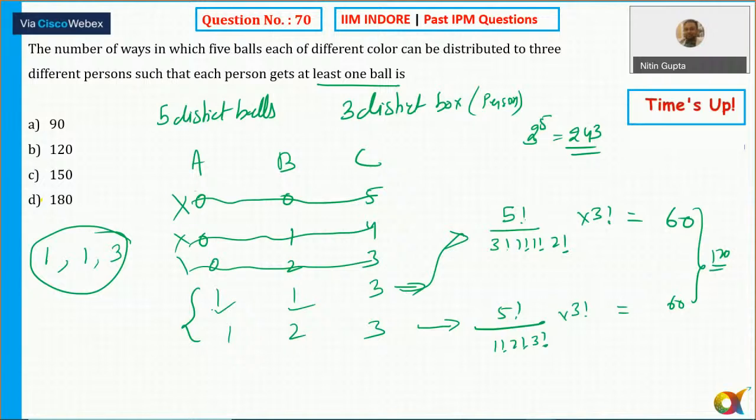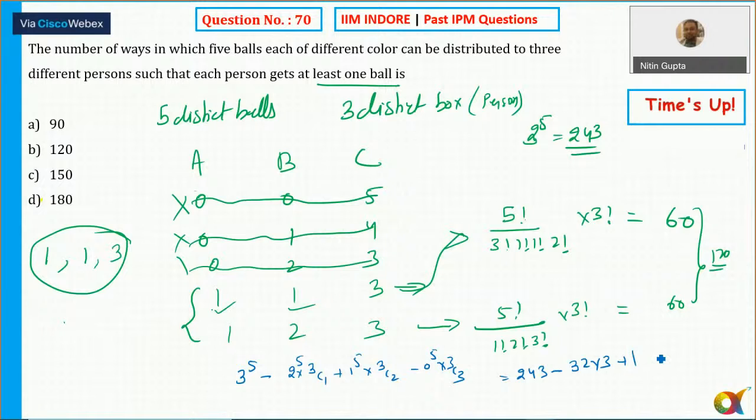No? Or you could have also done that, such that each person gets at least one ball. So it means none of the box is empty. So ये जो था एक 3 raised to power 5 minus 2 raised to power 5 into 3C1 plus 1 raised to power 5 into 3C2 minus 0 raised to power 5 into 3C3. That is the formula which you have derived. So that will be equal to 243 minus 2 raised to power 5, 32 into 3, and then plus 1.